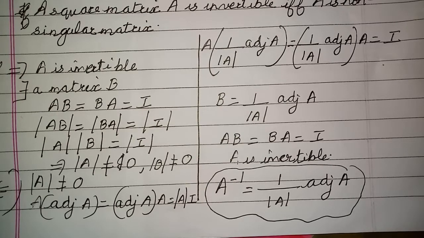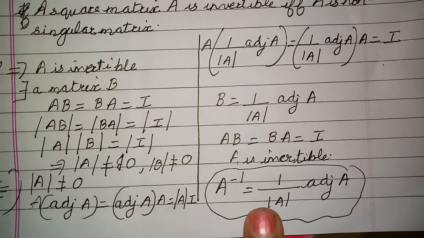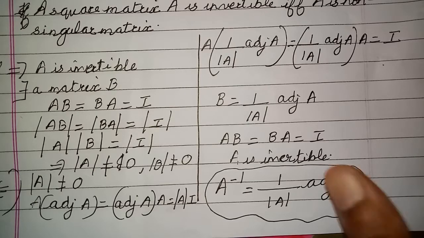Last time we used to do elementary row transformations to get the inverse of a matrix. So this time, if in the exam they have not asked you to use the elementary row transformation method to find A inverse, you can use this formula. And I think this is better than the elementary row transformation. But you have to learn both the methods. We don't know how the question is going to come in the exam.